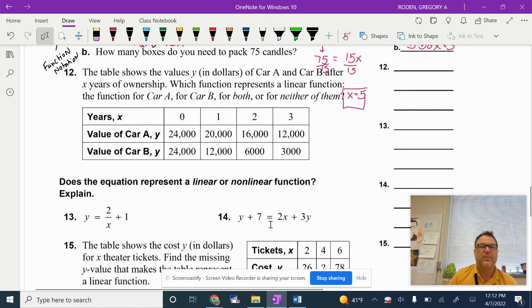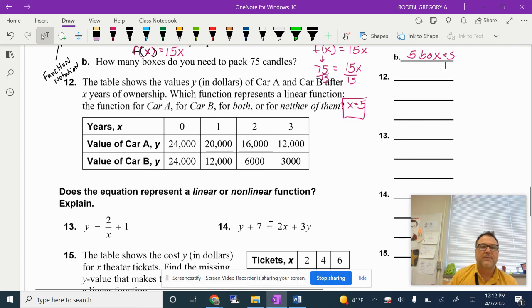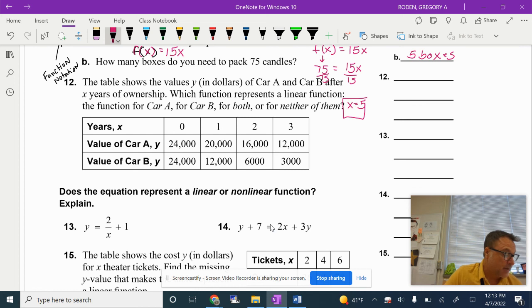Now we're on number 12. All right, so number 12 says the table shows Y dollars on car A and B dollars after X years of ownership. Which function represents a linear function? Car A, B, both, neither, or all. Okay, so let's see here. My X is going up by 1 every single time. You see that? Okay, now let's look at car A.